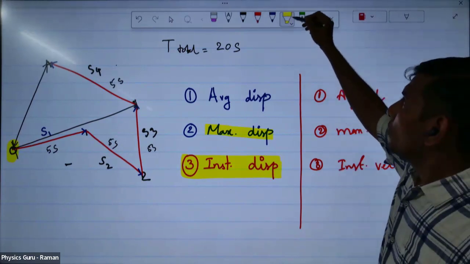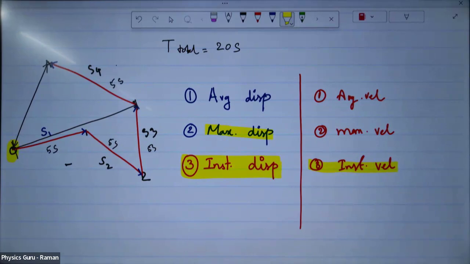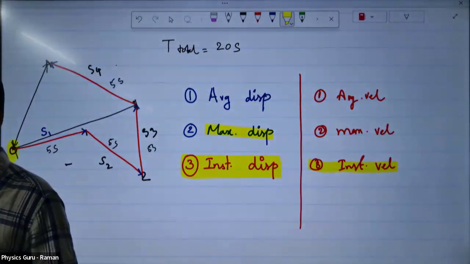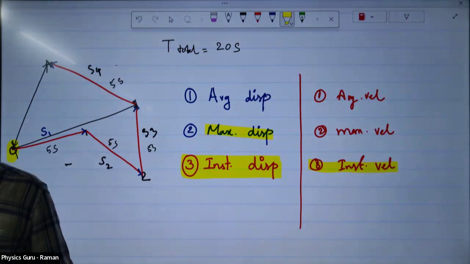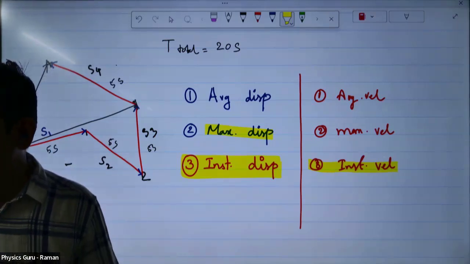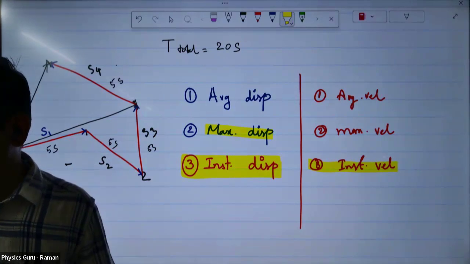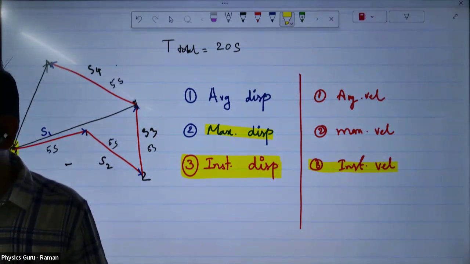So whenever you have to calculate these instantaneous values, you have to use a mathematical trick, and that trick is differential calculus. Okay, got it? So from time to time, the equations may vary. Yes, Rohit, you ask your doubt.